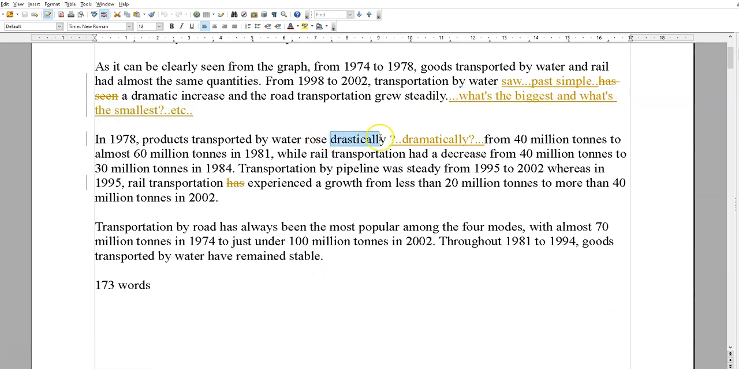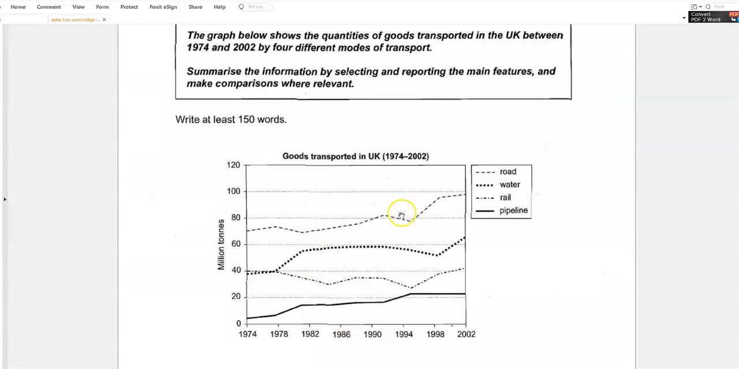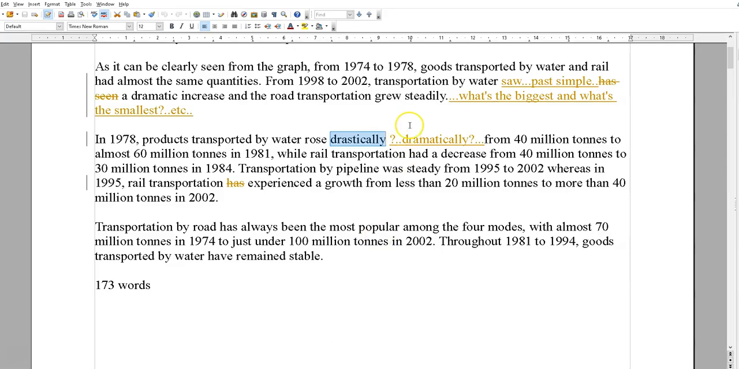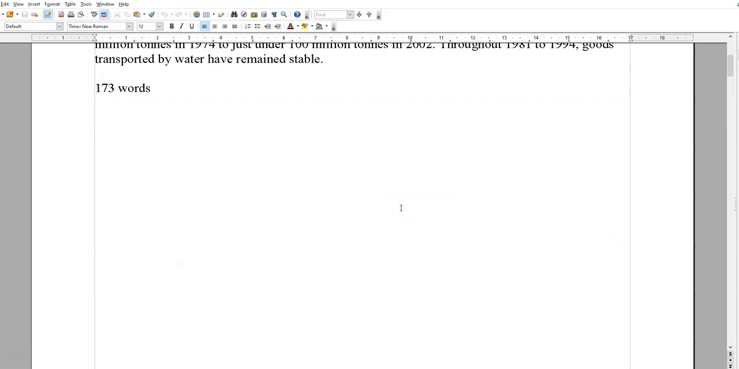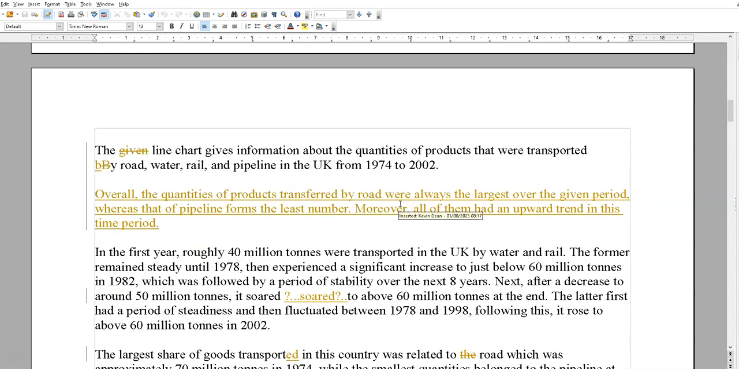Now, are you sure it's drastically as an adverb, or do you mean dramatically or significantly? So if something is drastic, we don't usually use it in quite that way. And we can see the logic here. So we've got water. Why start with water? Why would you start there? Surely, biggest, next biggest, next biggest, etc. So that's not a very logical interpretation there.